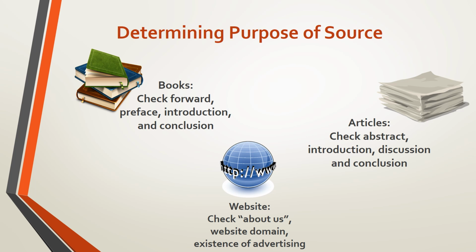Why was something written or posted? In books, this means checking the foreword, preface, introduction, and conclusion. In articles, it's good to look over the abstract, the introduction, and then the discussion and conclusion sections. And for a website, find the About Us tab and read about the host organization.